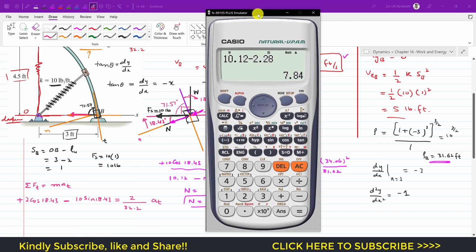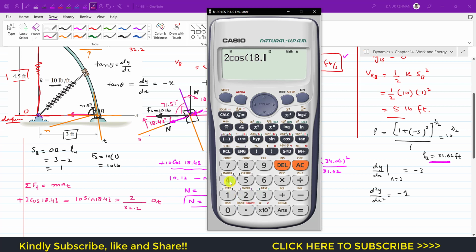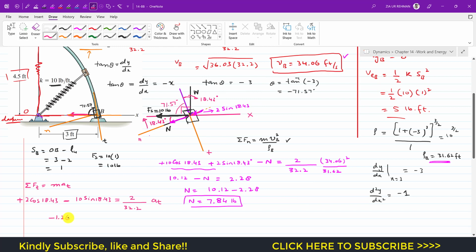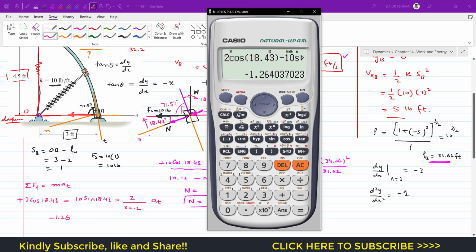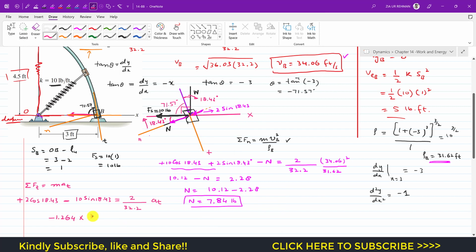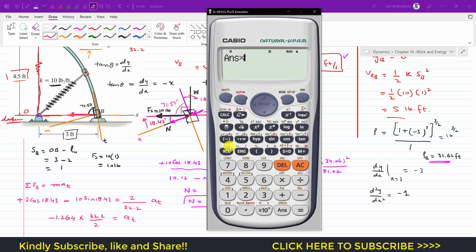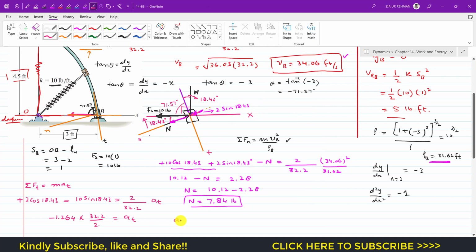So the left hand side of the equation is 2 cos of 18.43 minus 10 sine of 18.43. This gives us minus 1.264, and if we multiply it by 32.2 divided by 2, this will give us the tangential acceleration. So this gives us minus 20.35. So the tangential acceleration is minus 20.35 feet per second square. This is the decrease in the velocity magnitude when the collar is traveling from A to B. So this is the solution of this particular problem.